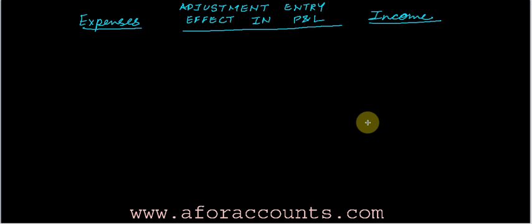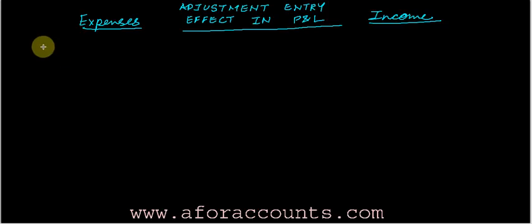I would like to summarize and show you in a nutshell what is the effect on P&L of the adjustment entries which we are doing. Adjustment entries are the additional information given to us below the trial balance, and from that we pass adjustment entries.